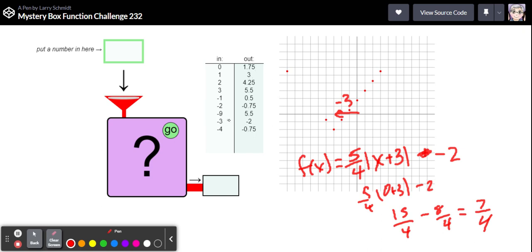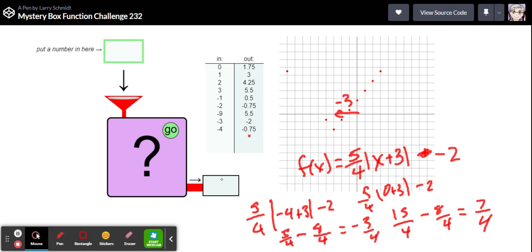Let's just try putting in this negative number. Let's put in -4. So 5/4, absolute value of -4 plus 3, minus 2. -4 plus 3 is going to be a -1, but the absolute value of that is a +1, and 1 times 5/4 is just 5/4. So this is going to be 5/4 minus 2, or minus 8/4. That's a -3/4, and we got -0.75. All of that checks out.